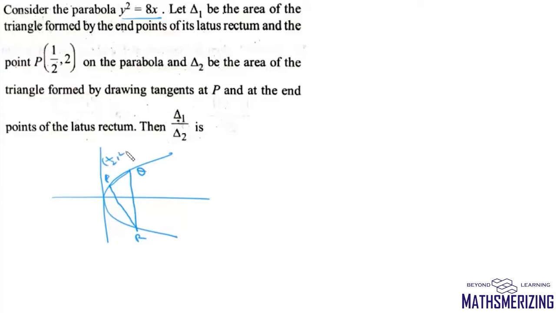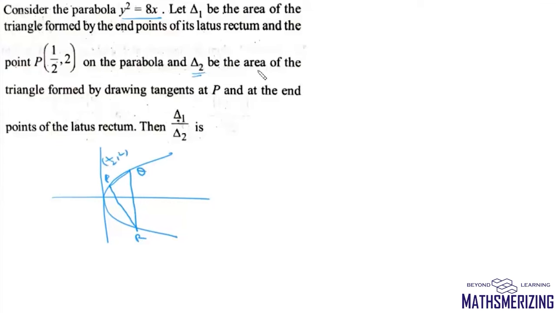Now here the question is, consider the parabola y square equals 8x. Let delta 1 be the area of triangle formed by the endpoints of its latus rectum and the point 1 by 2, 2. Now we'll put x as 1 by 2, we'll get y as 2. So that means this point P lies on this parabola. So we have a point P, and then we have endpoints of latus rectum, and we have this triangle. Suppose this triangle is PQR, and P is 1 by 2, 2.